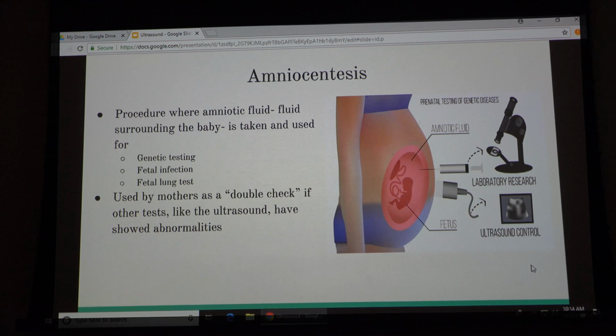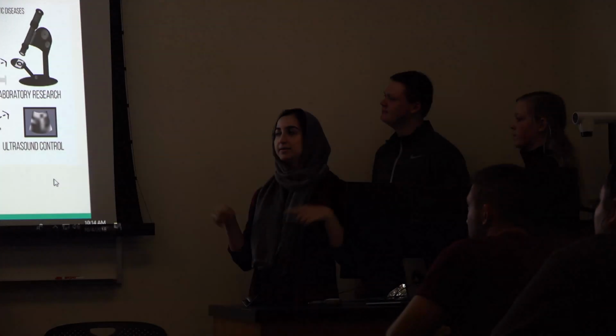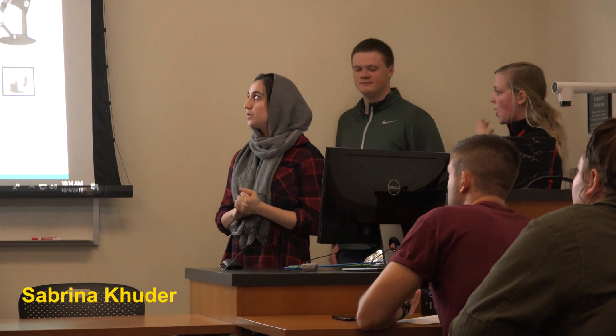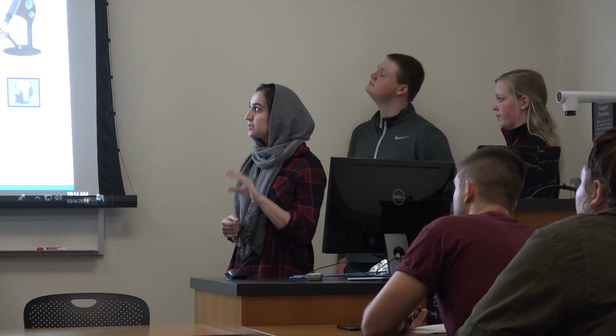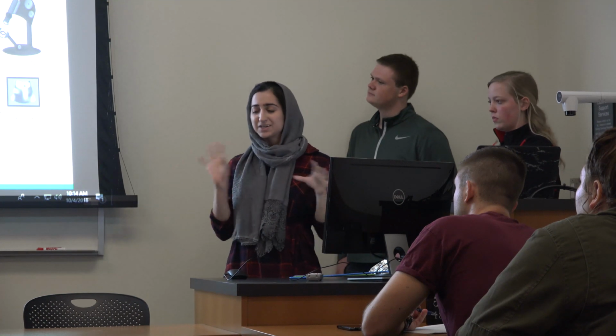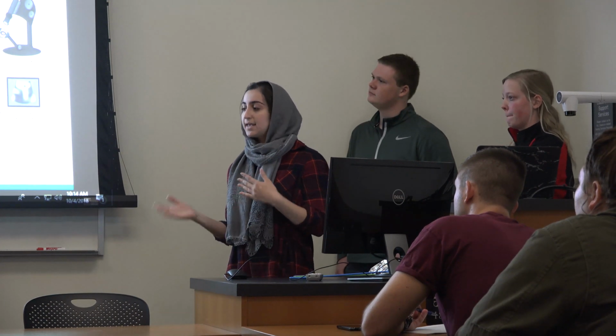Alright, so amniocentesis is a procedure where the amniotic fluid, which is the fluid surrounding the baby, is taken out and used for multiple things. And as Grace already mentioned, this can be used if there's too much amniotic fluid, or in cases where something concerning was seen on the ultrasound, this is used to confirm or deny if something is going on.